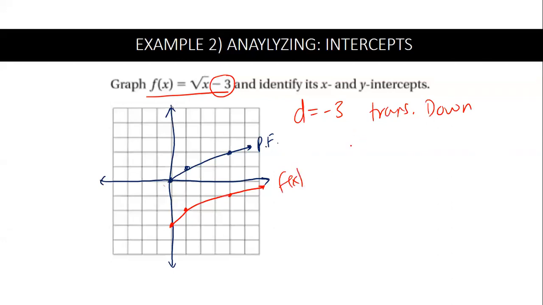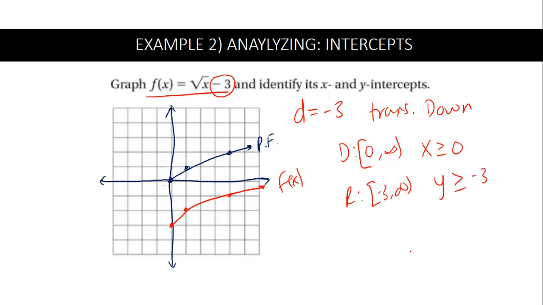So here's my f of x. The domain here, I'm from 0 to infinity, which means that x is greater than or equal to 0. My range here starts at -3, so my range is y is greater than or equal to -3. My intercept is what this one is focusing on, x and y intercept. Well, I can see my y-intercept. My y-intercept is where? (0, -3). Agreed?